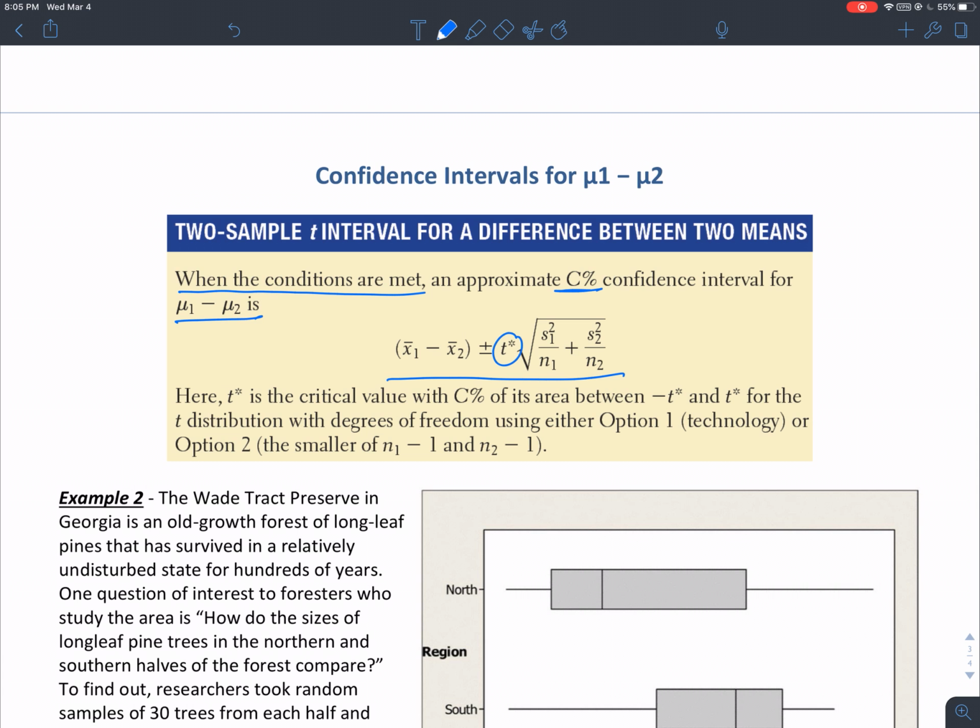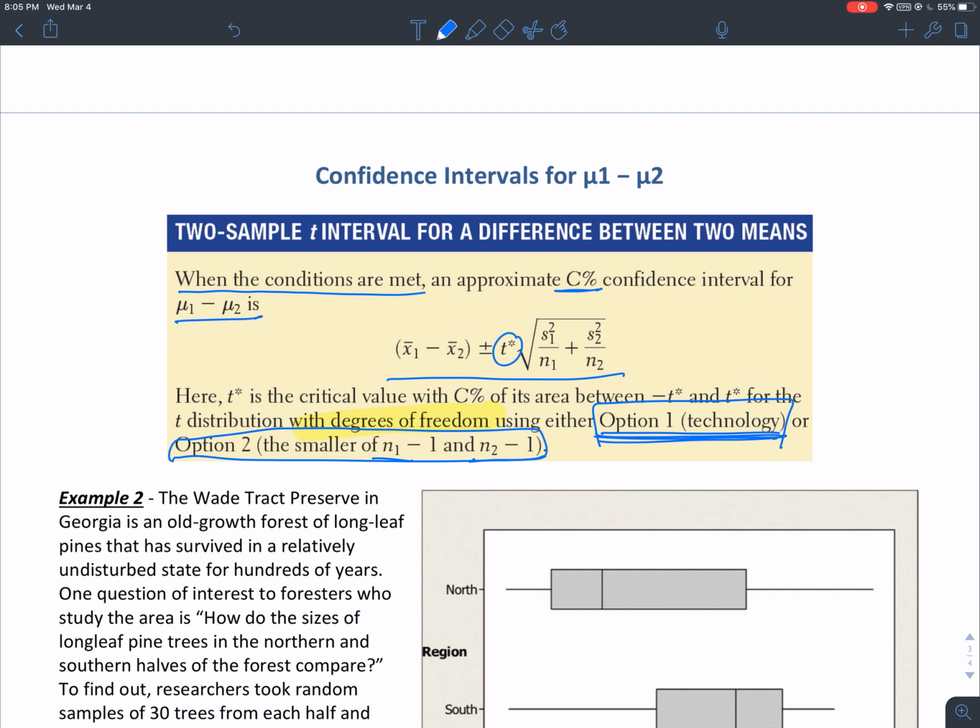And of course, you must always report degrees of freedom. Degrees of freedom is the smaller of n1 minus 1 or n2 minus 1, the smaller of them. But actually, you might use this sometimes, but we are going to use our calculator to build confidence intervals, and that's going to give us the degrees of freedom. And you're going to get some strange degrees of freedom. It's usually some decimal number.